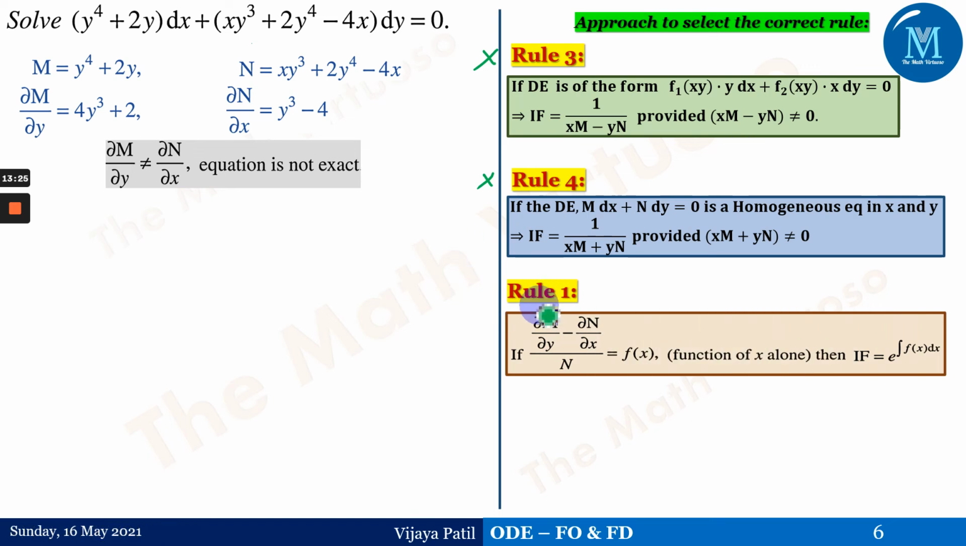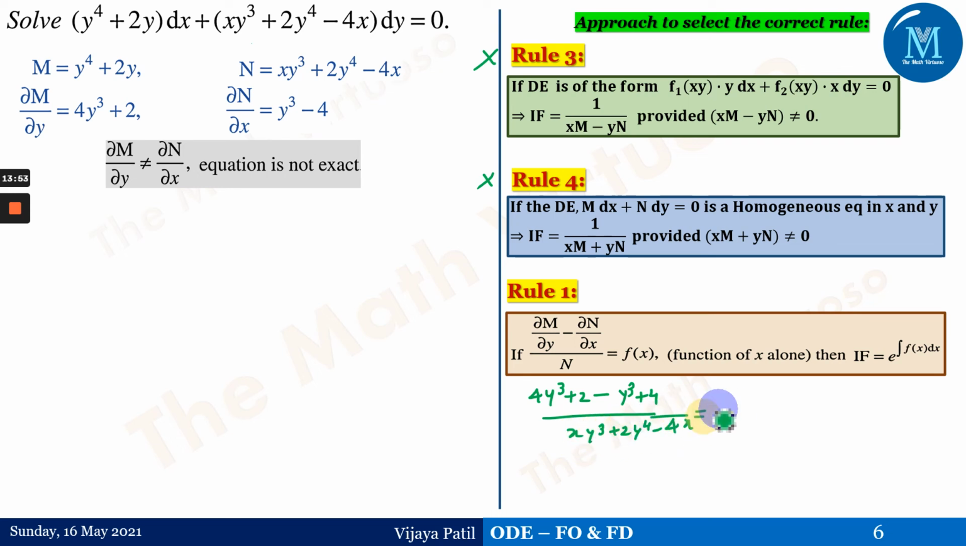Similarly, now we need to go for rule number 1. If you observe, rule number 1 is dou M upon dou y minus dou N upon dou x, upon N. Let me do it here. Dou M upon dou y is 4y cube plus 2, minus this y cube, so y cube minus 4 will give me y cube plus 4, upon capital N, which is xy cube plus 2y to the power 4 minus 4x.